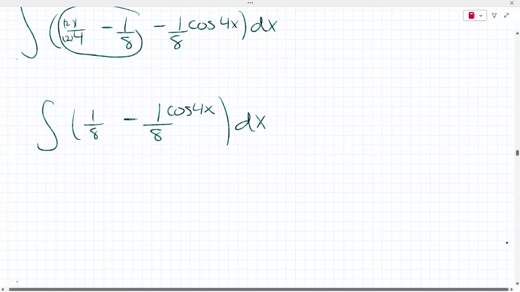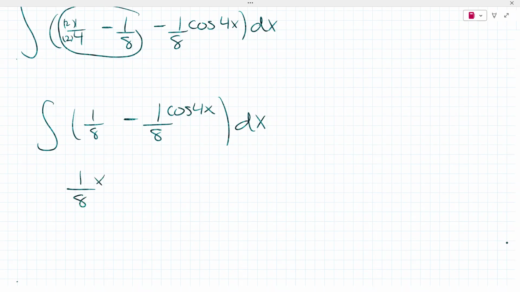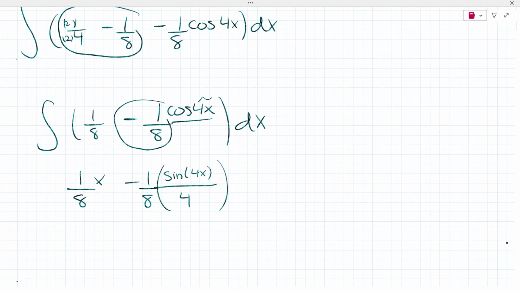What is the integral of 1/8? It is 1/8 x. What's the integral of negative 1/8 cosine of 4x? Well, negative 1/8 is a constant, so take that out. So what's the integral of cosine of 4x? It is sin of 4x over the derivative of 4x, which is 4. And then plus c.